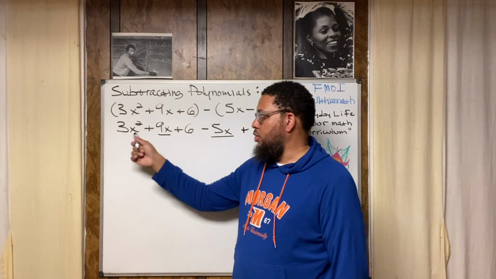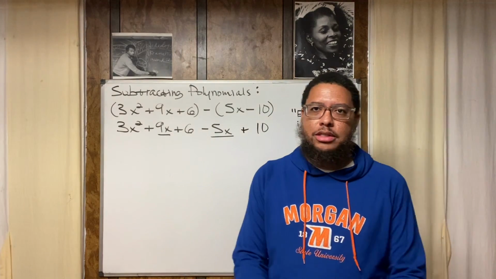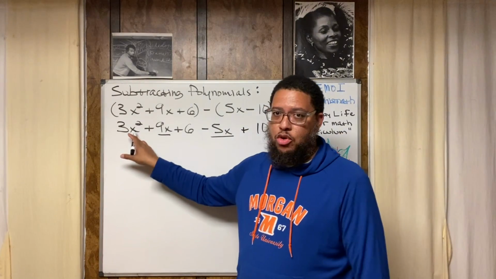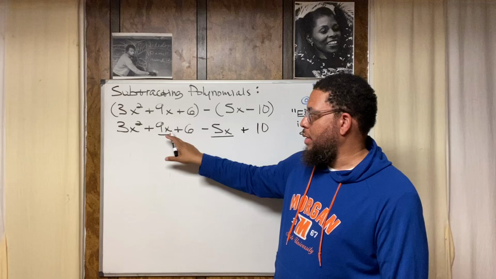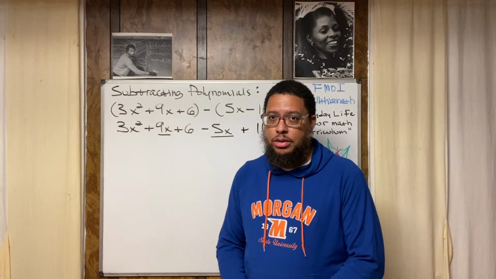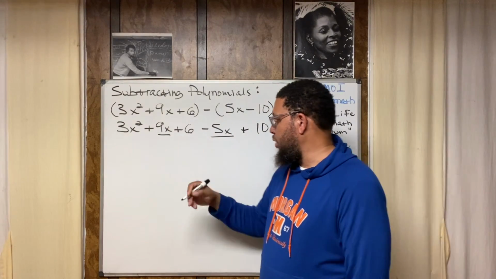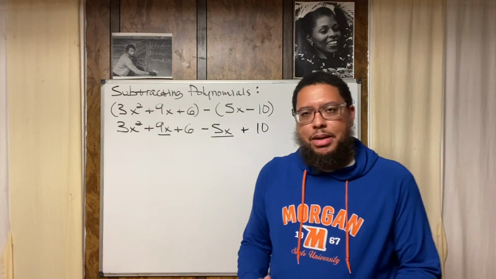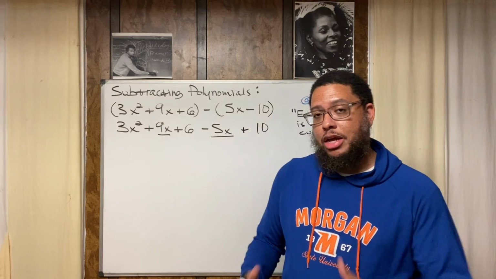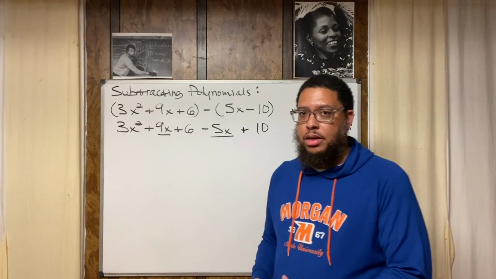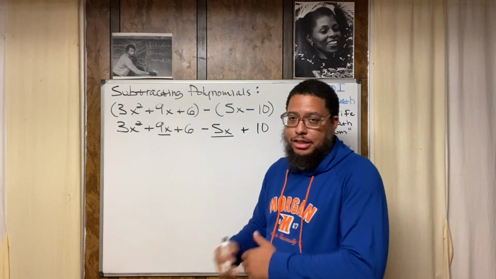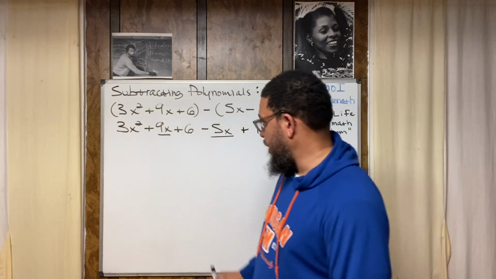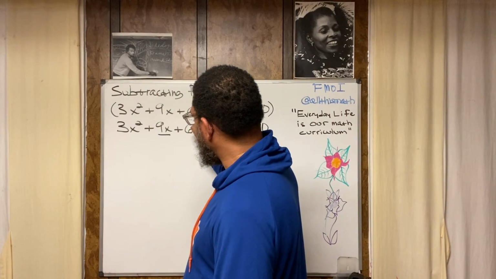Once you attach a 3 to an x squared, you don't treat it like a constant no more because it's a coefficient, right? The x squared is more important. Once you attach this 9 to an x, you don't treat it like a constant no more because the x is more important. Once this negative 5 is attached to an x, it's part of that x term. So this 6 is a constant because it's by itself. This 10 is a constant because it's by itself. All right? So then we're going to group these together.